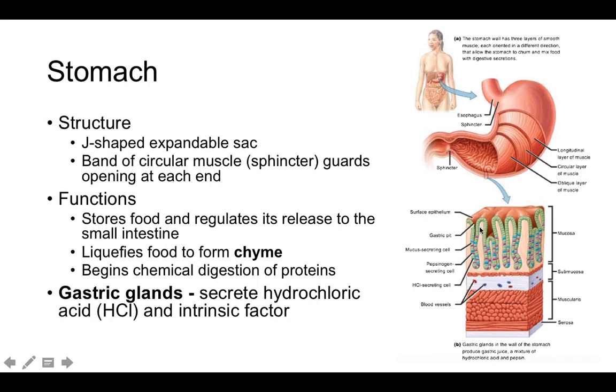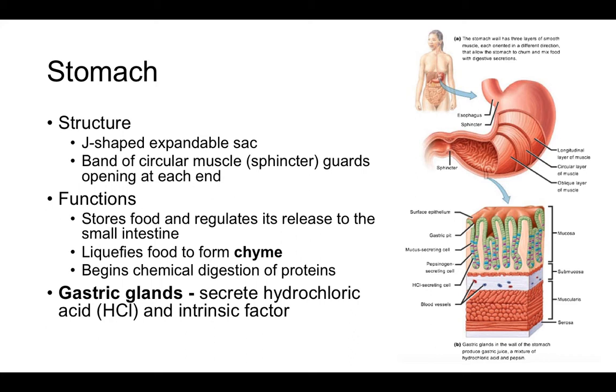This is what the mucosal lining of the stomach looks like. And at the bottom, we have these gastric pits. Now, gastric pits produce two things. They produce hydrochloric acid as well as intrinsic factor.